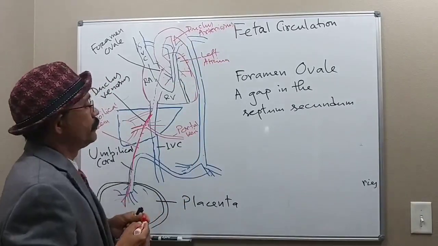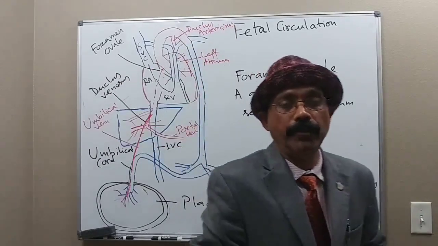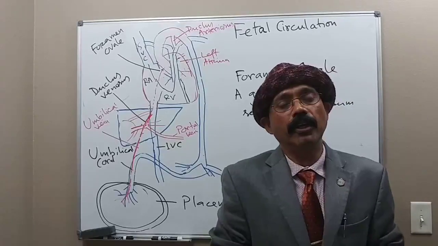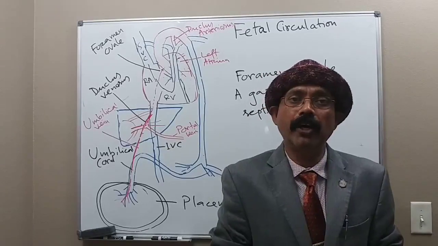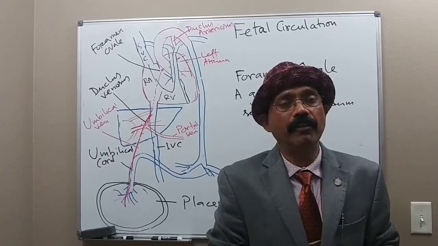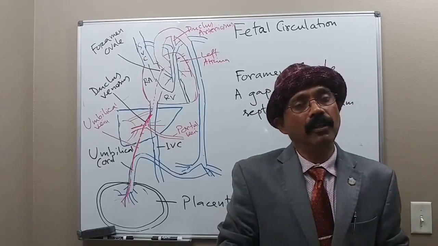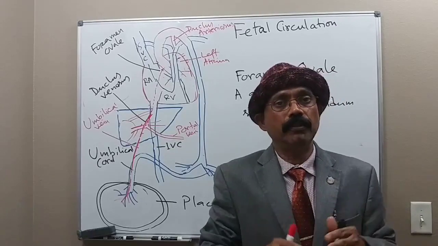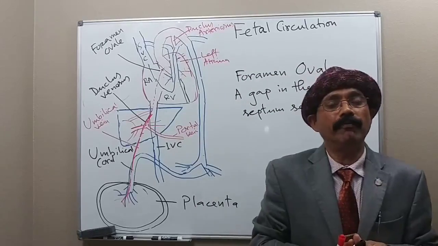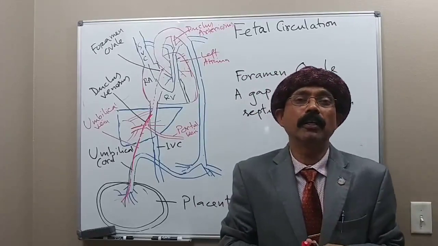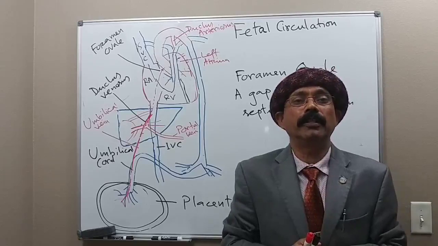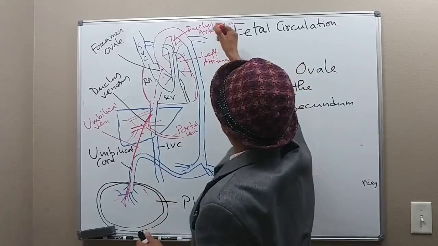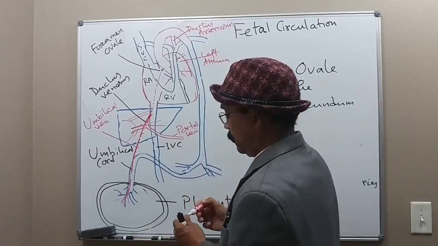Okay, so blood from the superior vena cava reaches the right atrium. From the right atrium, it goes to the right ventricle through the tricuspid valve or right atrioventricular valve. Then from the right ventricle, blood goes through the pulmonary trunk to its bifurcation. We have a communication from the bifurcation of the pulmonary trunk to the arch of the aorta, that is called the ductus arteriosus. This is the ductus arteriosus.